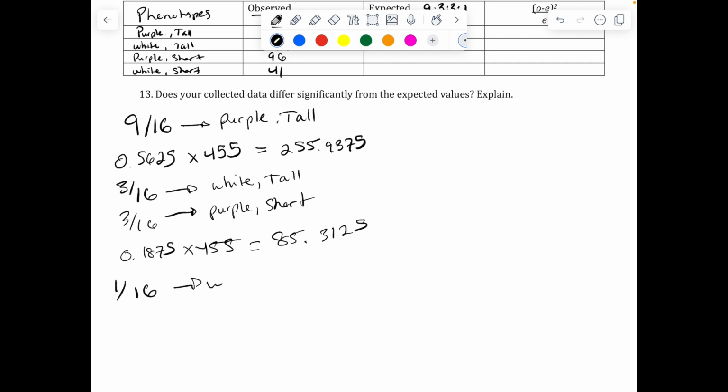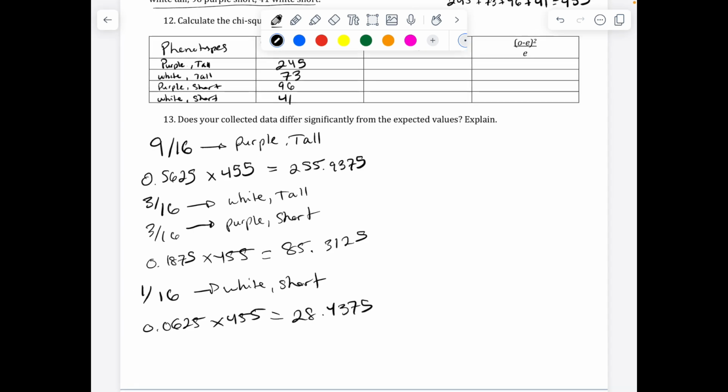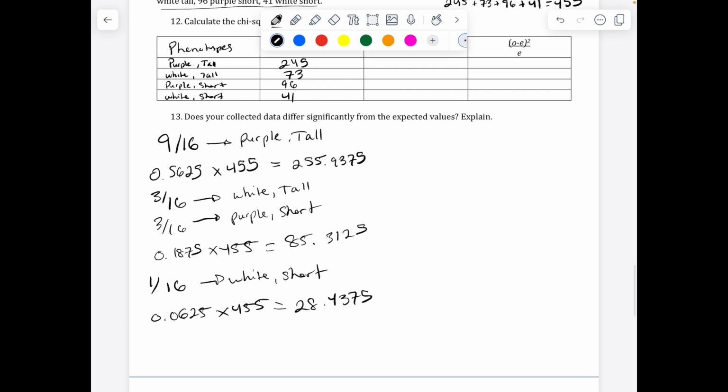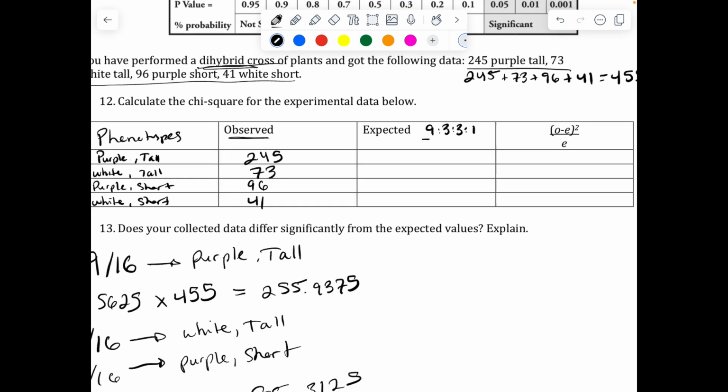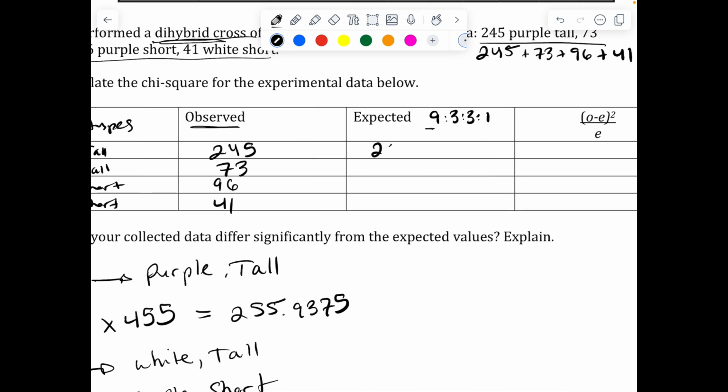And then the last one is 1/16 of the population would be white and short. So 1/16 is equal to 0.0625 times 455 equals. Now, if you have a fancy calculator, you can clearly just put in fractions and all that good stuff. They even have this chi-squared somewhere in your calculator. But so now this goes under the expected.